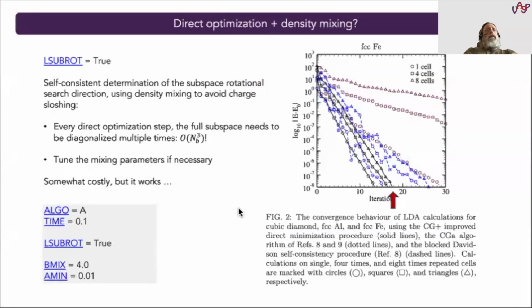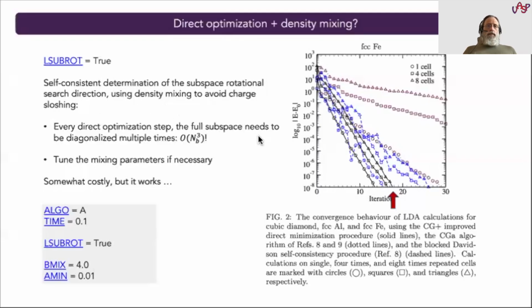Like I said, instrumental is not that we use Davidson or RMM as opposed to conjugate gradient, instrumental is that we use density mixing to get rid of this problem of charge sloshing. So now you could ask yourself, is it possible to use a direct optimization in combination with density mixing? And the answer is yes. If you use a direct optimizer, you might set L subrod to true. And in that case, an optimal search direction along the subspace rotational part of the gradient is constructed using density mixing. Now, this comes at a price.